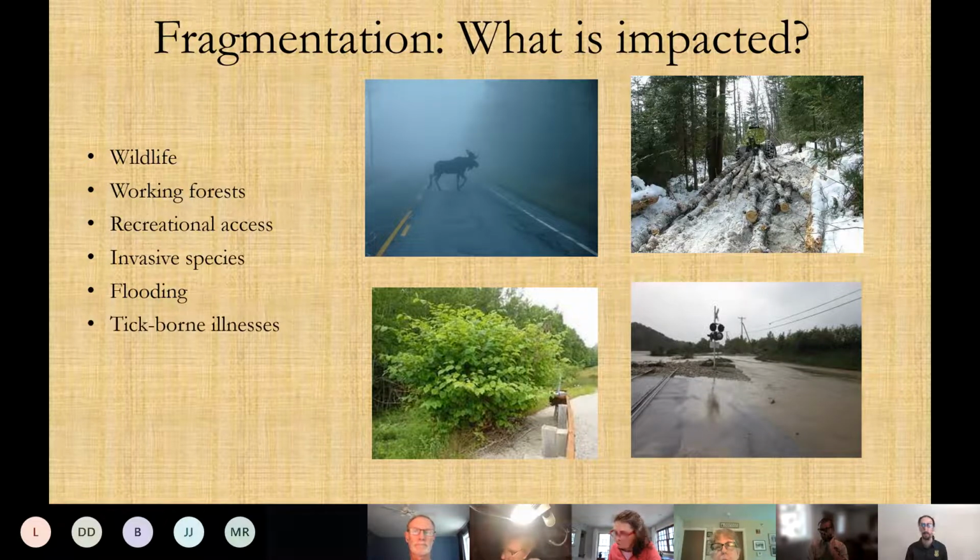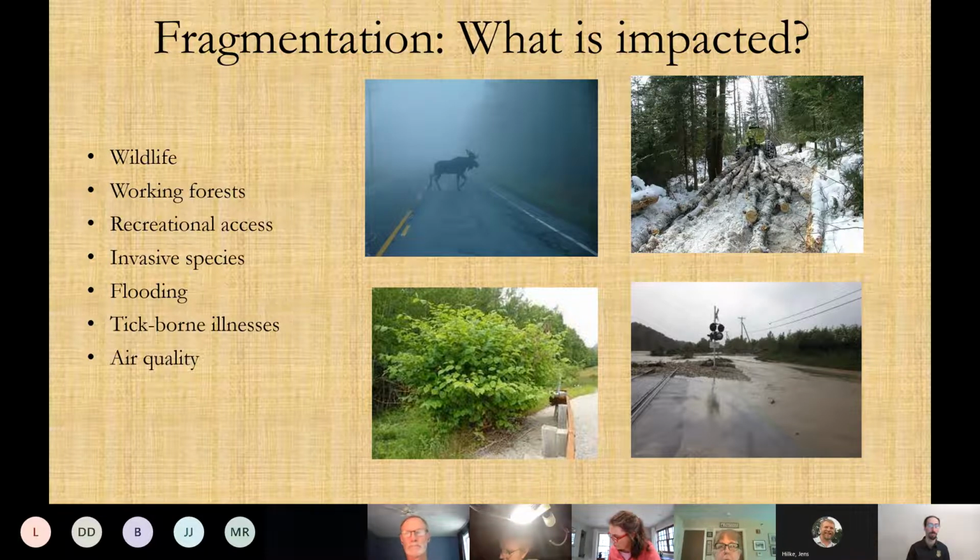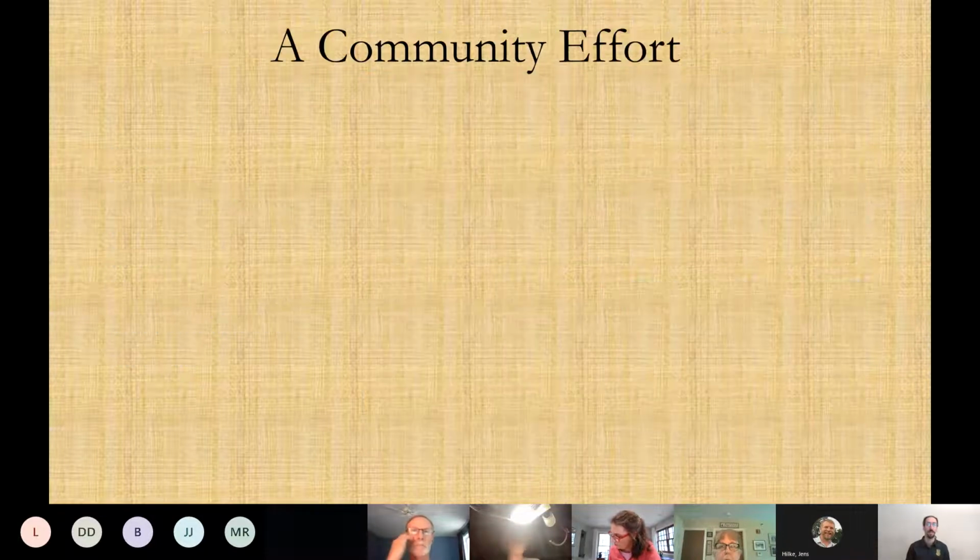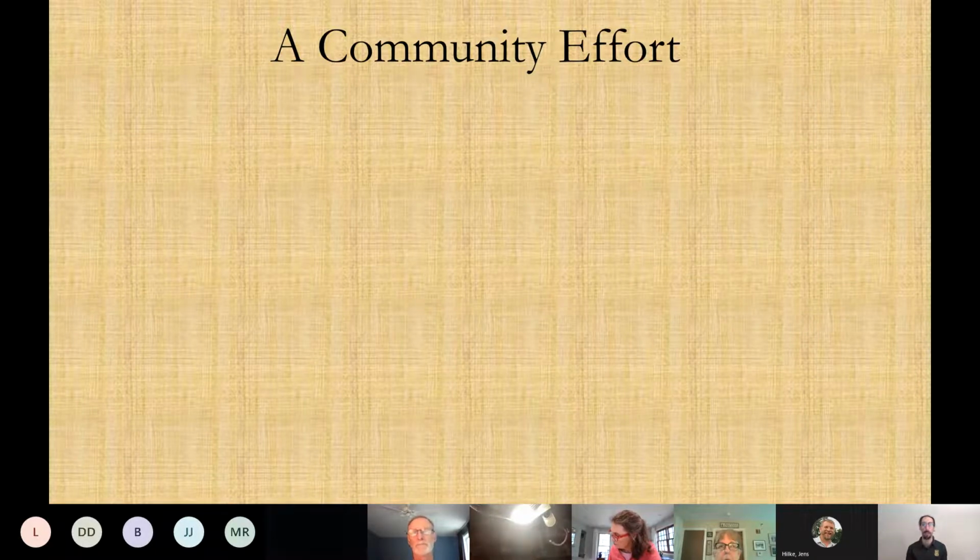And then you also see more tick-borne illnesses because the host of ticks, mice and deer, they do a lot better in a small patch when there are less predators. And of course, a reduction of air quality and less trees mean less CO2 being absorbed and less oxygen produced. Okay, so it's really a community effort to plan in a way that prevents forest fragmentation and preserves our valued natural resources.